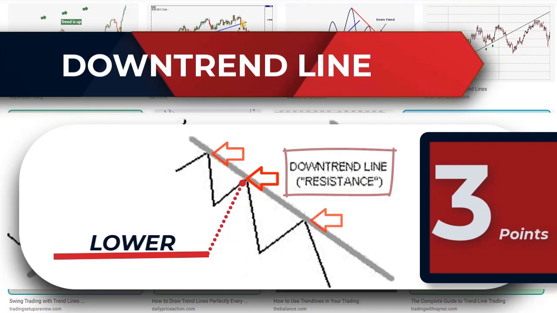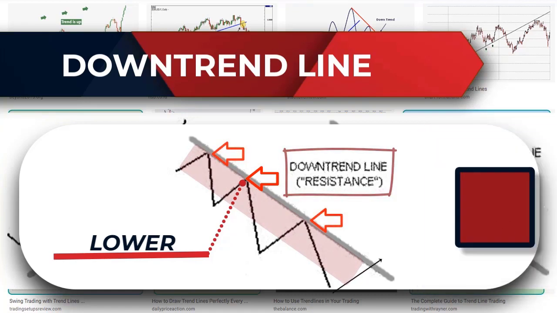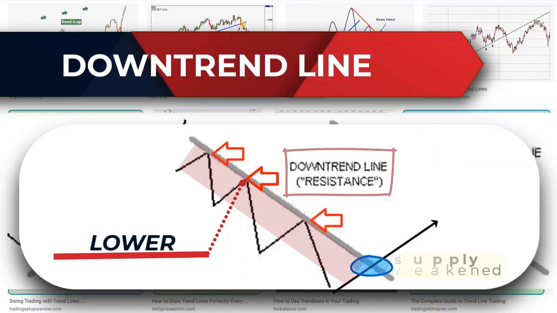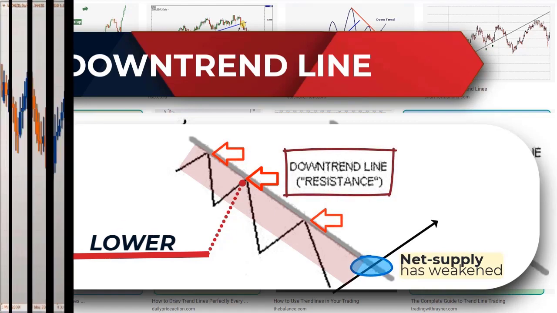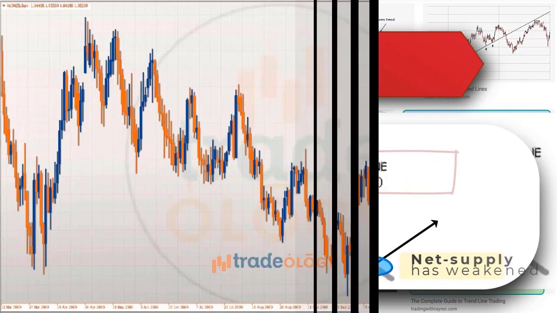Downtrend lines act as resistance and indicate that net supply is increasing even as the price declines. A declining price combined with increasing supply is very bearish and shows the strong resolve of the sellers. As long as prices remain below the downtrend line, the downtrend is solid and intact. A break above the downtrend line indicates that net supply is decreasing and that a change of trend could be imminent.